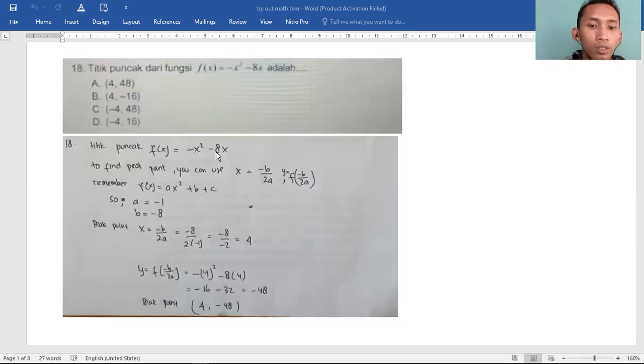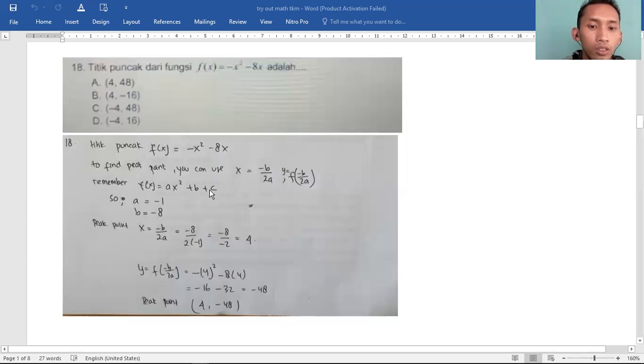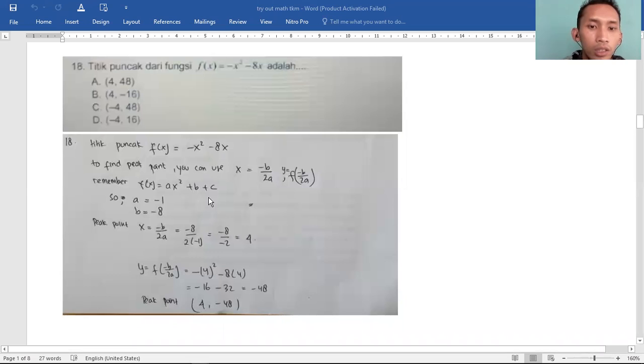Oh, okay, so this is wrong. It is supposed to be negative negative 8. So it's supposed to be 8, right? Per 2a. A is -1. So it is supposed to be 8 per -2. So here it is -4.